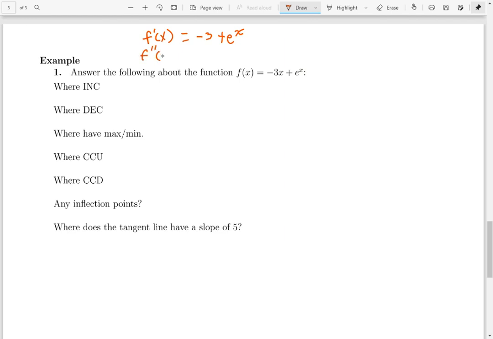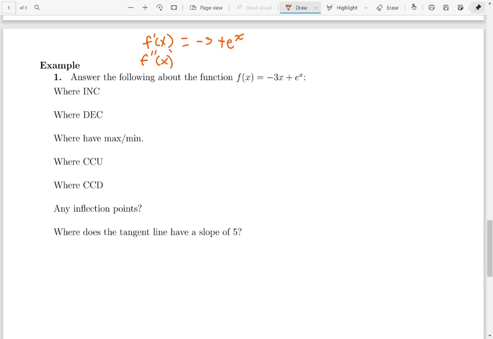And so f double prime of x, that's going to be the derivative of sums is the sum of the derivatives. The derivative of negative 3 is 0, but I'm not going to leave it. And then the derivative of e to the x is e to the x, and so I have found the first and second derivative. Wonderful. At this point, if I want to know where this function is increasing, we can use the first derivative for that.